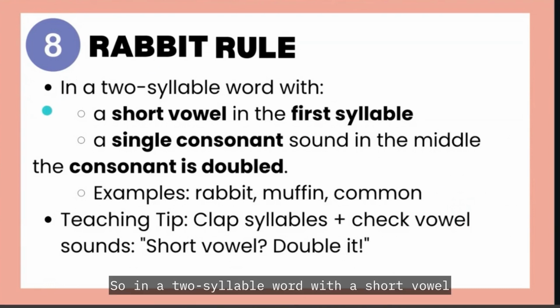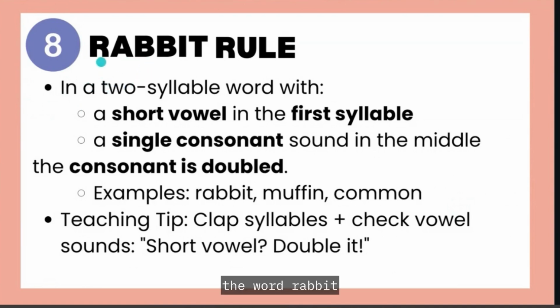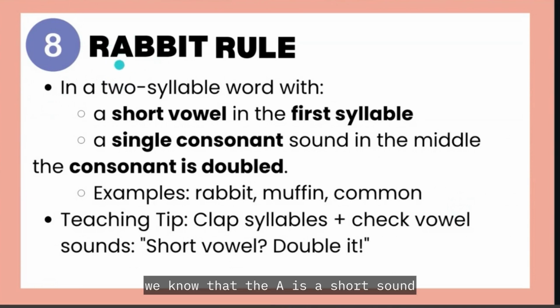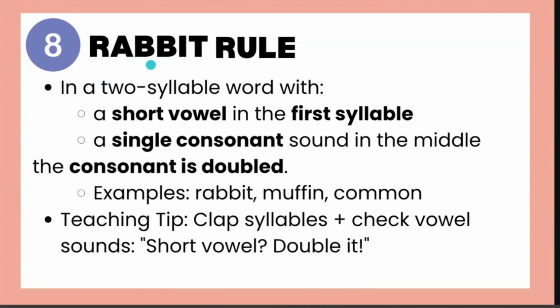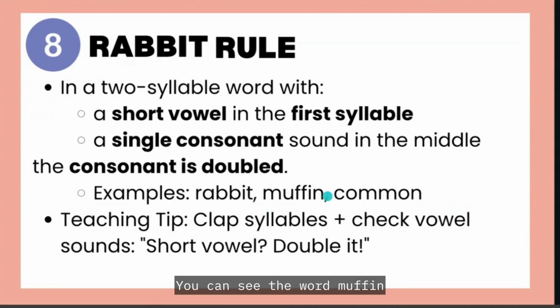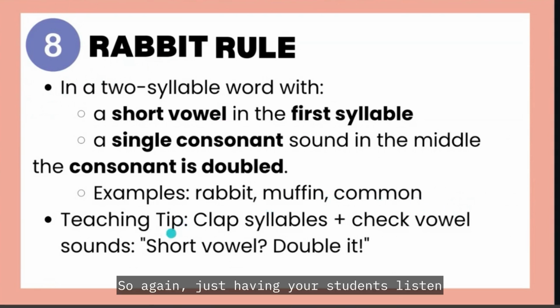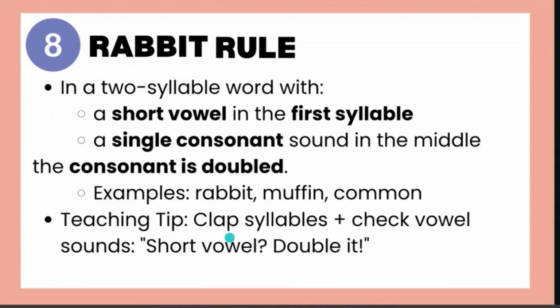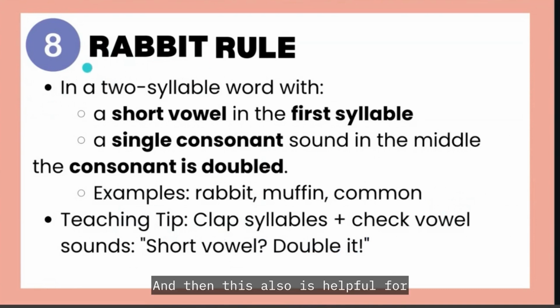So in a two-syllable word with a short vowel in the first syllable, that consonant sound in the middle is doubled. So for example, the word rabbit, we know that the A is a short sound, so we're going to double that B. You can see the word muffin and the word common. So again, just having your students listen for the vowel sound in the first syllable. And then if they're saying, yeah, it's a short vowel, we're going to double that.